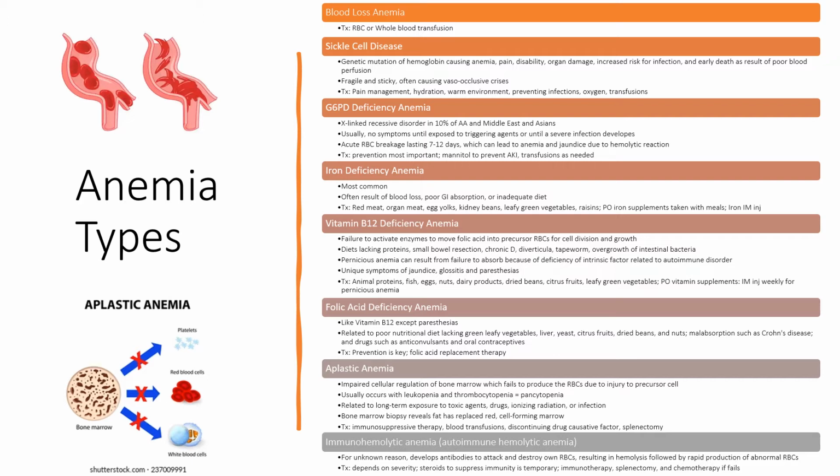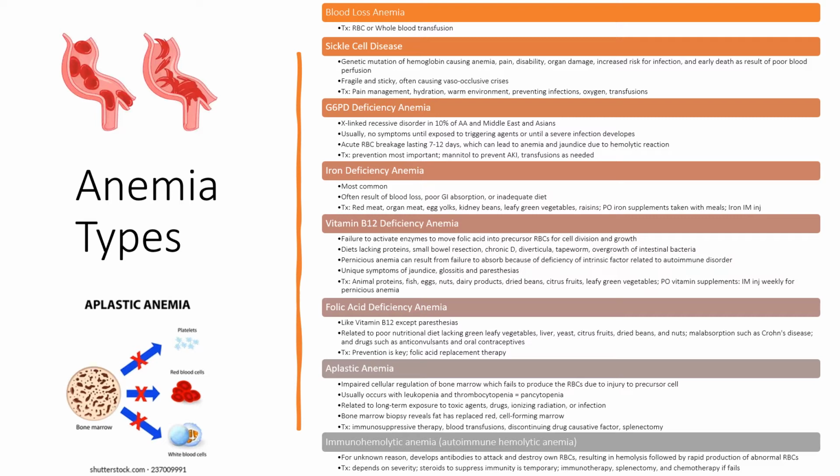This is an X-linked recessive disorder that occurs in 10% of African Americans, Middle Eastern, and Asians. Usually no symptoms in these clients until they are exposed to a triggering agent. Usually this is some sort of virus, but it doesn't necessarily have to be a type of virus. But again, these clients don't know until something triggers this reaction, and then we find out that they have this genetic disorder because of how they reacted to this. But it's usually after a severe infection.